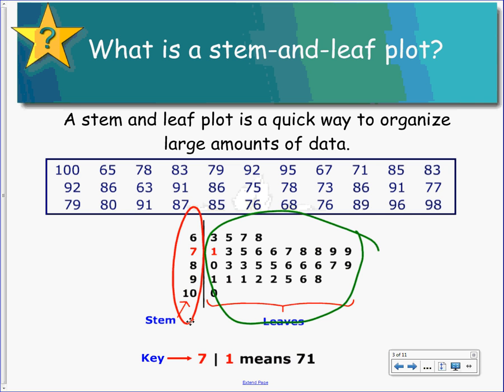Then we talked about how a key is very important, and we circled back to that a little later, but we talked about how it helps us read the stem and leaf chart so that we know that when the 7 is on one side and the 1 is on the other, that means 71.